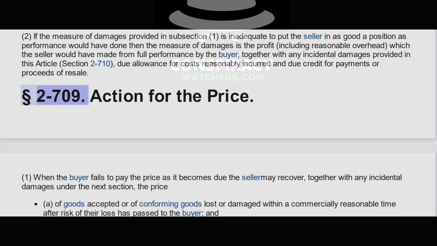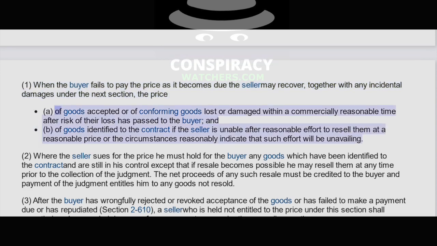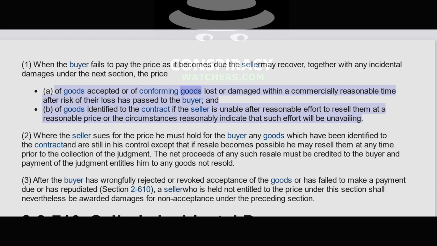Section 2-709. Action for the price. When the buyer fails to pay the price as it becomes due, the seller may recover, together with any incidental damages under the next section, the price of goods accepted or of conforming goods lost or damaged within a commercially reasonable time after risk of their loss has passed to the buyer, and of goods identified to the contract if the seller is unable after reasonable effort to resell them at a reasonable price, or the circumstances reasonably indicate that such effort will be unavailing.